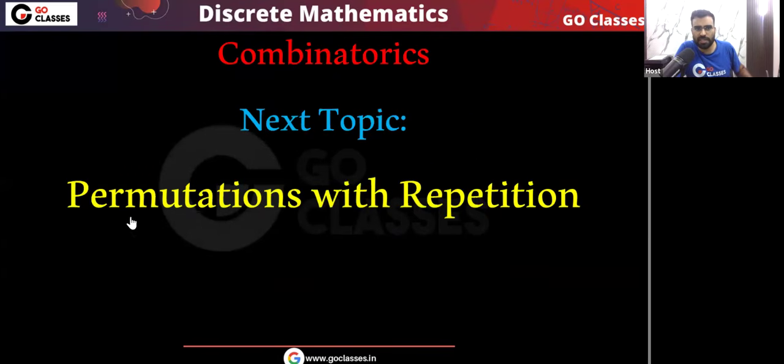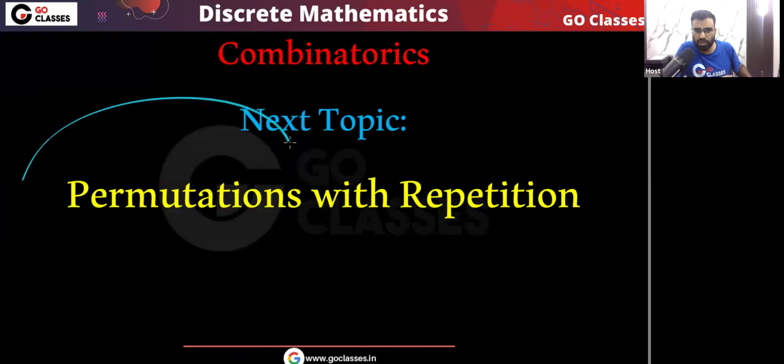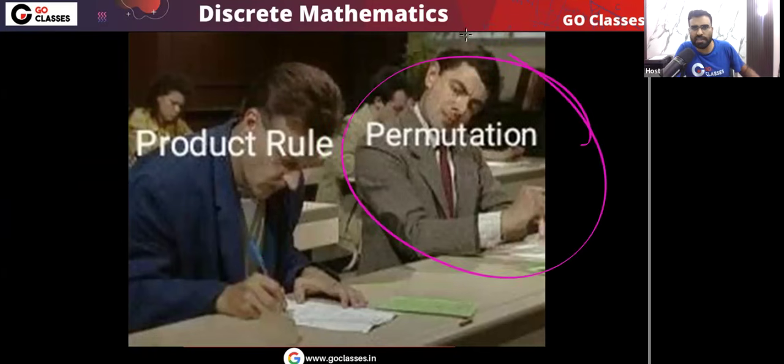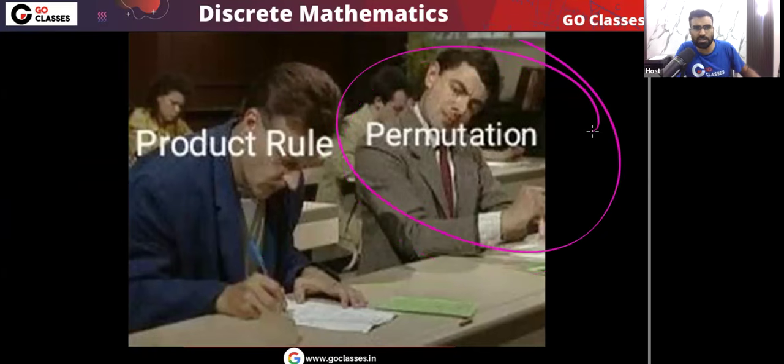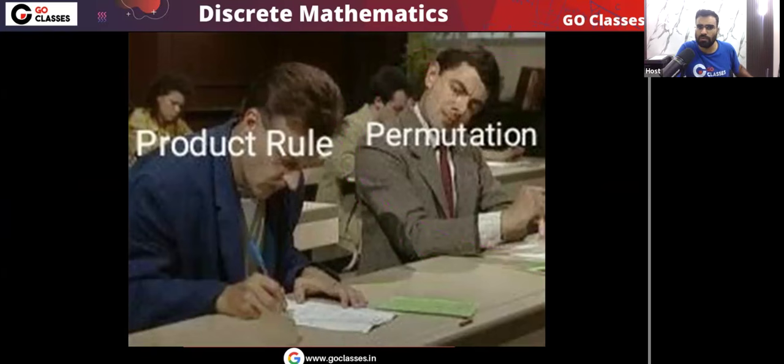The next topic is permutation with repetition. So far we have seen permutations without repetition, permutations of distinct elements. Now we need to study permutation with repetition. If you remember, I told you that permutation is basically just a fancy application of the product rule. So all the permutation related questions, all the arrangement related questions, or all the questions where the order of chosen elements matters, you can easily solve using the product rule.